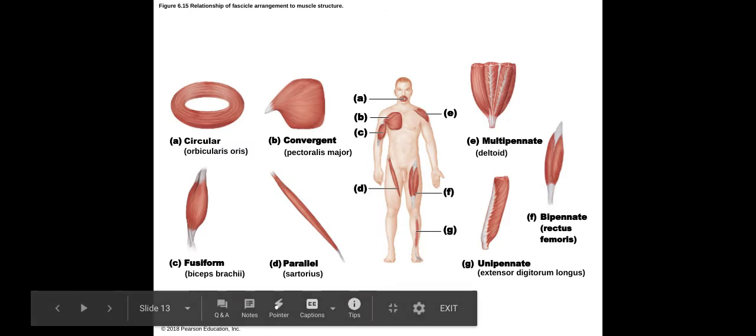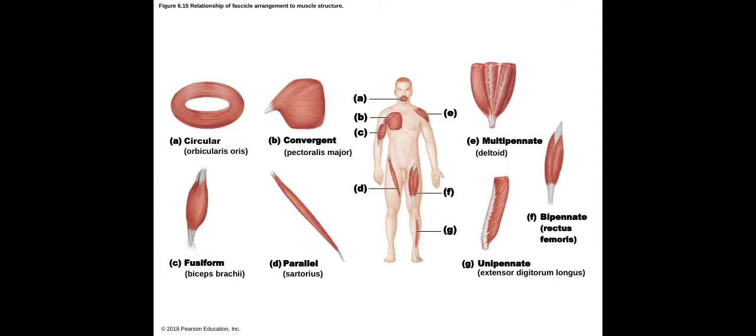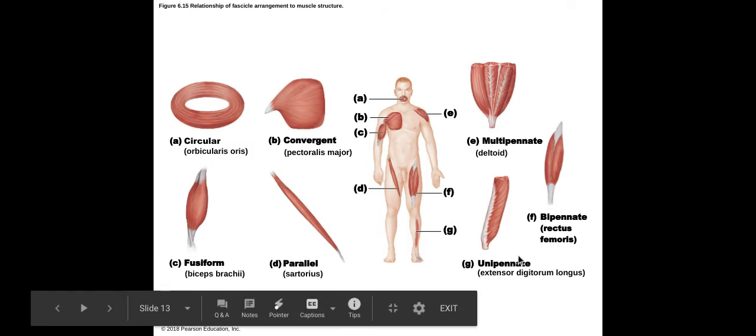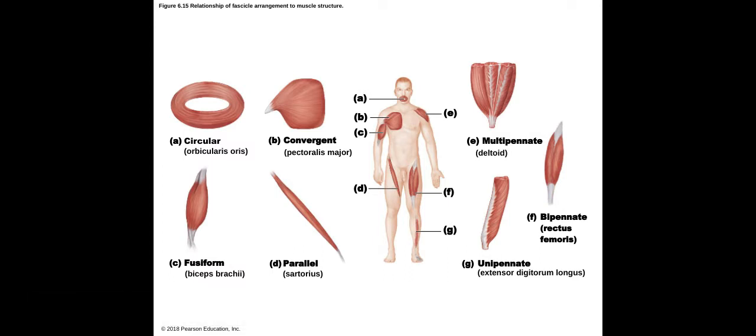And then F, the bipinnate, the rectus femoris. So that's in your leg. And then the unipinnate, this is in your leg as well. The extensor digitorum longus. So those are some different types of muscles.